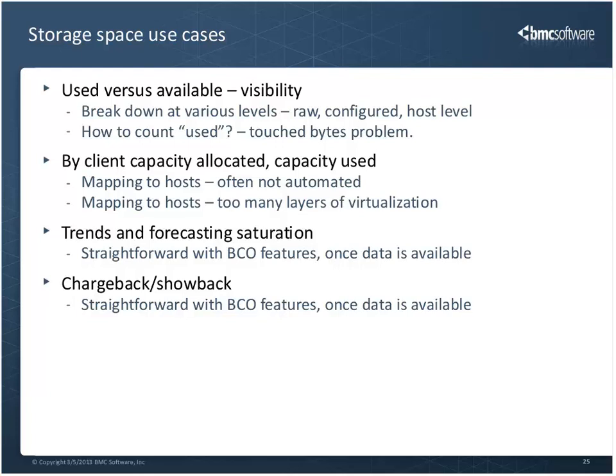The next kind of use case is trends and forecasting saturation. This is, of course, straightforward with the BCO features once the data is available. This statement, of course, can be made for the previous two use cases as well. So use versus available is straightforward to handle in BCO. Client capacity by client allocated and used is easy to handle with BCO features. The hard part is getting the data. The same argument goes for the last use case, the chargeback and showback use case. This is also straightforward with BCO features once the data is available.